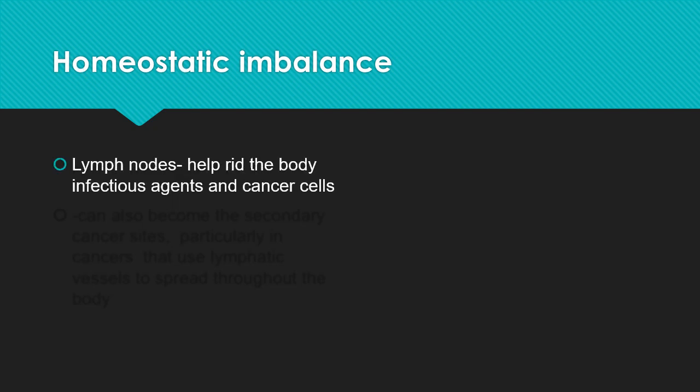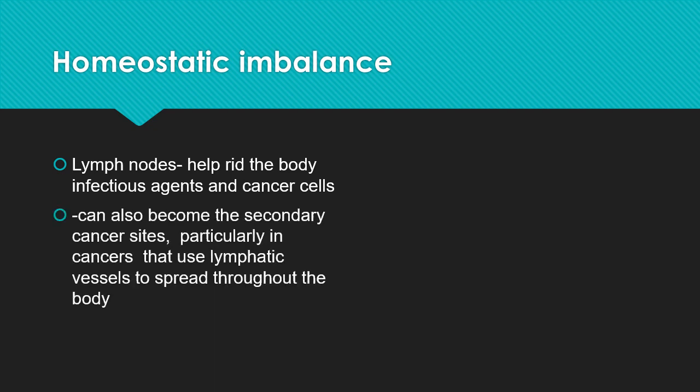Homeostatic imbalance. Lymph nodes help rid the body of infectious agents and cancer cells, but they can also become secondary cancer sites, particularly in cancers that use lymphatic vessels to spread throughout the body.